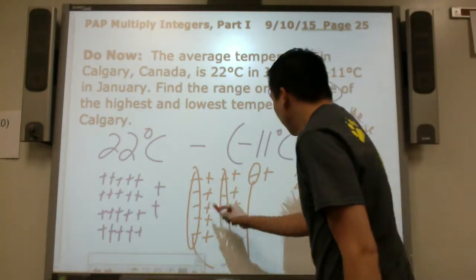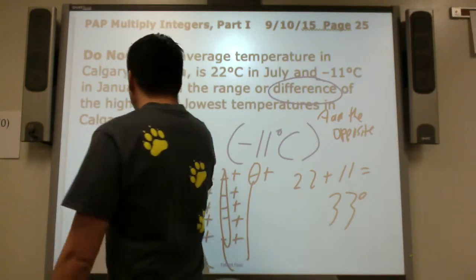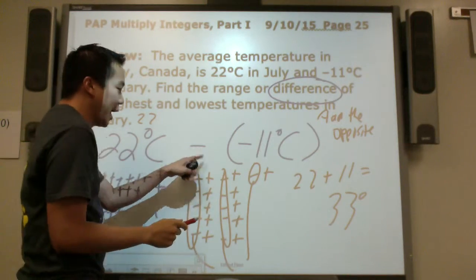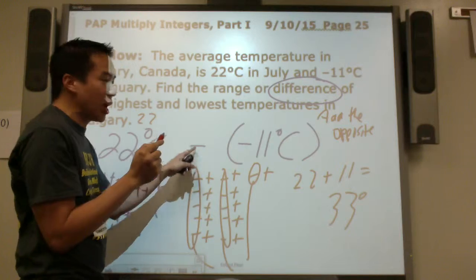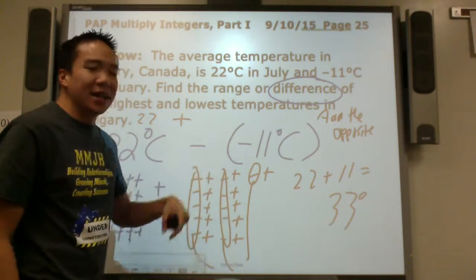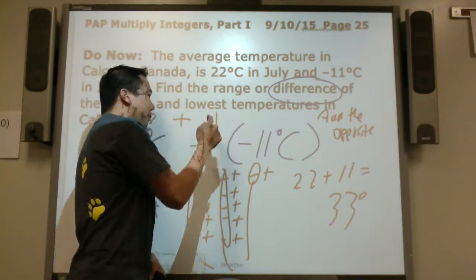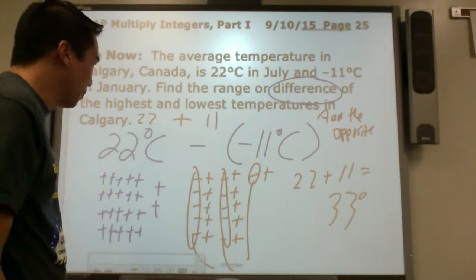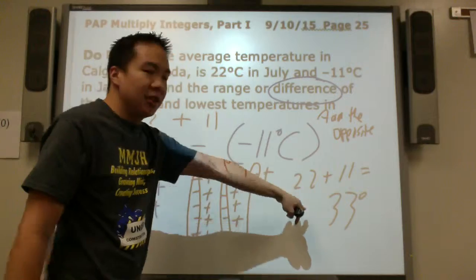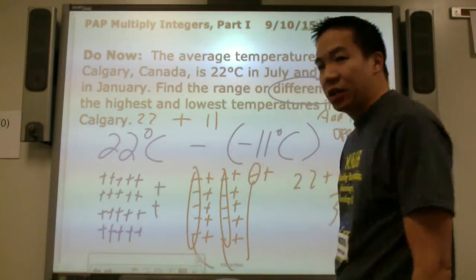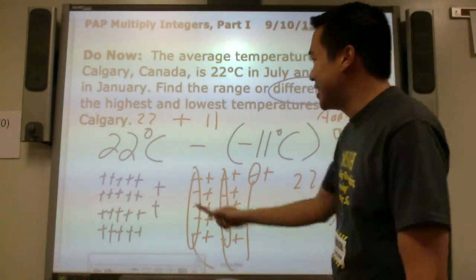So here's the original problem. You start with 22 degrees. You are adding, so change the subtraction to an adding. What is the opposite of negative 11? Positive 11. So 22 plus 11, 33 degrees. So that is the difference.